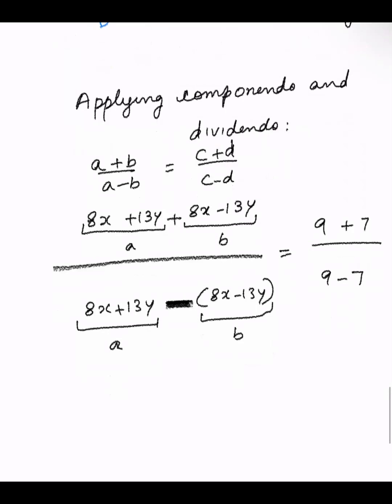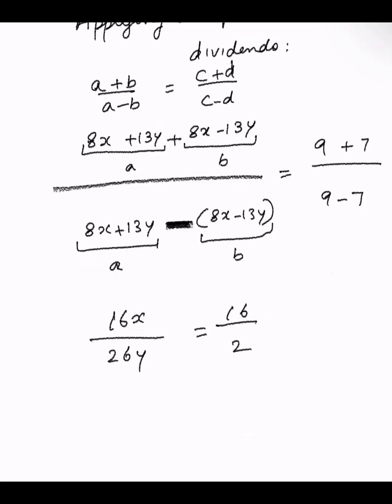This would be now 8x plus 8x is 16x. 13y minus 13y is 0, so nothing is there. Divided by 8x minus 8x becomes 0, 13y plus 13y becomes 26y, equal to, what is 9 plus 7? It will be 16 divided by 2. 16x by 26y equal to 8 by 1, right?